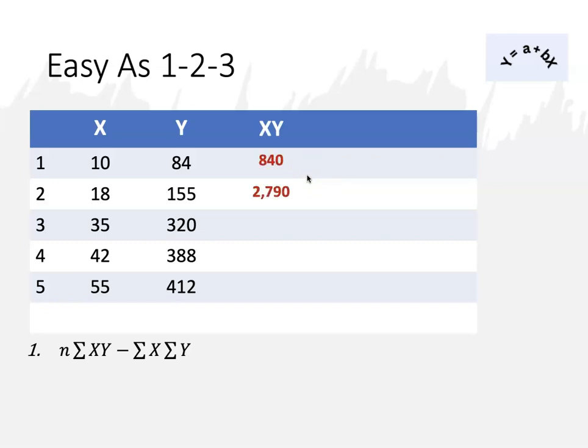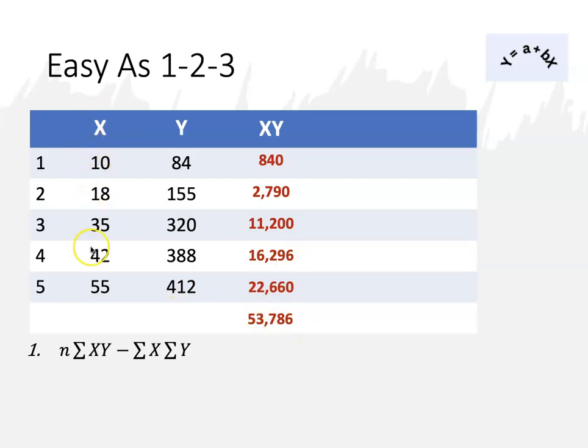18 times 155, 2790. 35 times 320, 11,200. 42 times 388, 16,296. And then 55 times 412 is 22,660. And of course, we want the total, so we just add them up. Total of all these, 840 plus 2790 plus 11,200 plus 16,296 plus 22,660. And I'm getting a total of 53,786.